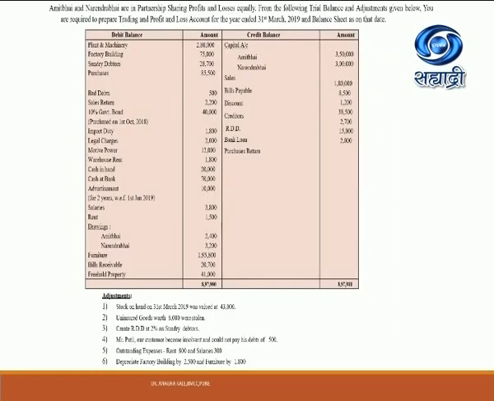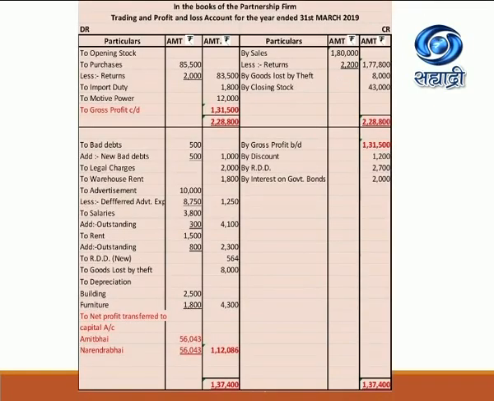Then next adjustment, uninsured goods worth rupees 8,000 were stolen. So first effect, trading account credit side, by goods lost by fire, by theft.